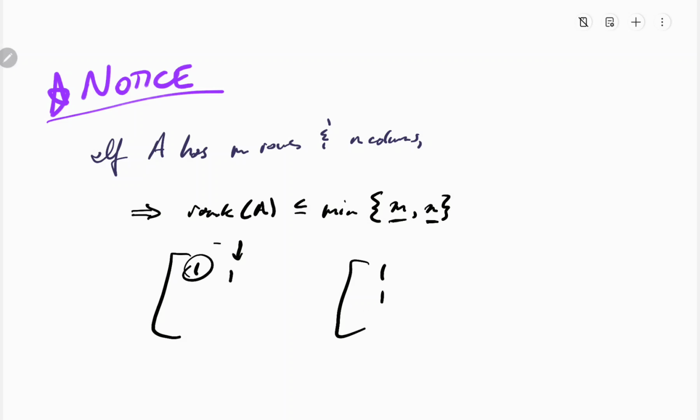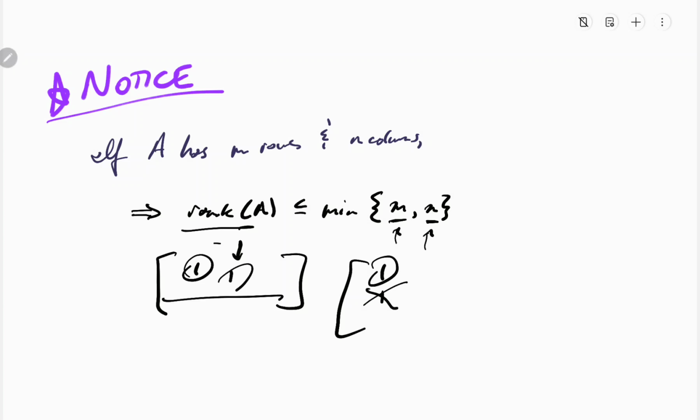If this is our leading one, we would be actively trying to eliminate the numbers below it, and then we would have no other leading ones in that column. So depending on whether we have fewer rows or fewer columns, the rank cannot be bigger than that number. Let's say this matrix was a skinny one, and we only had one row in this one, there cannot be more than one leading one. Hopefully that makes sense.